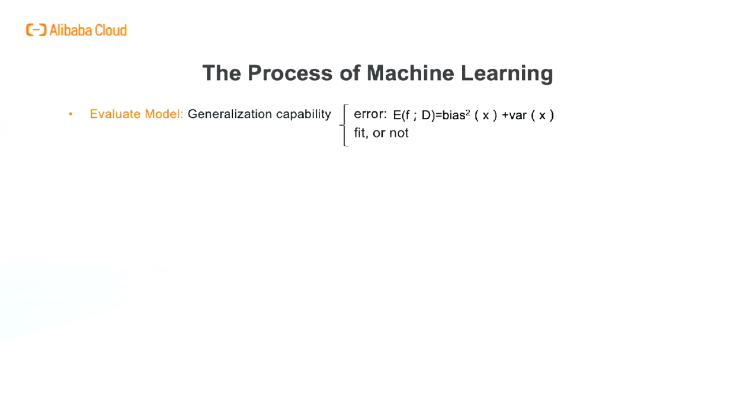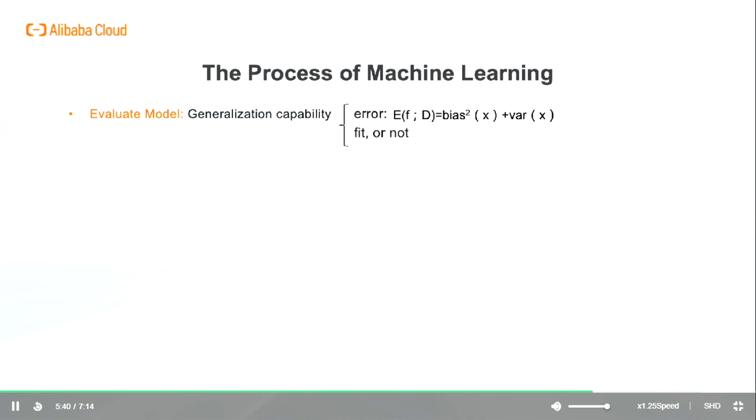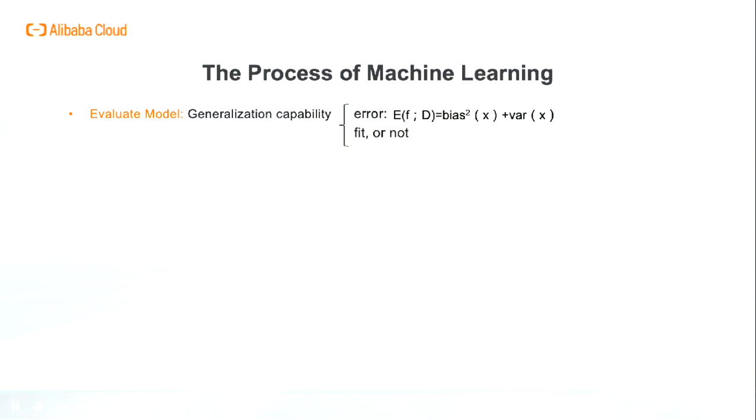The next step is to evaluate the model. The standard of model evaluation is the generalization ability of the model. Two criteria to measure generalization ability are error and fitting. Fitting is divided into underfitting, fitting, and overfitting.